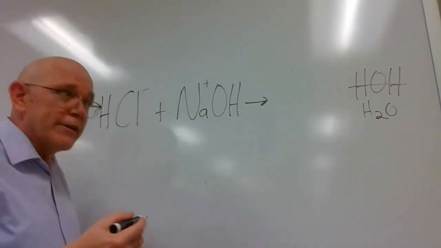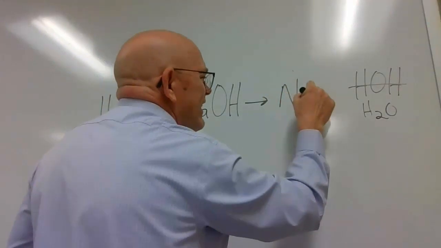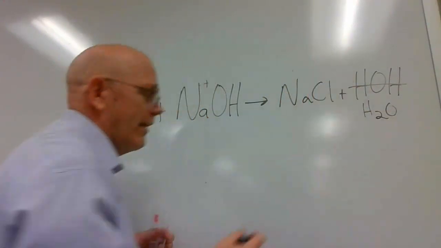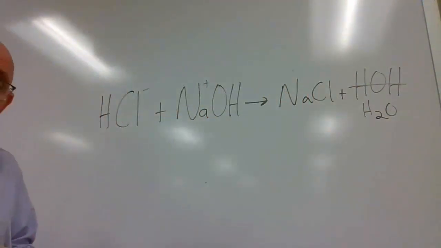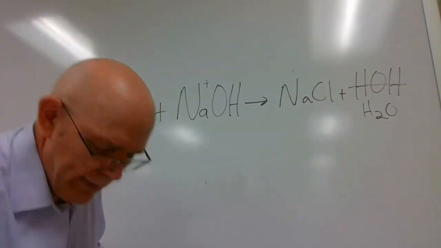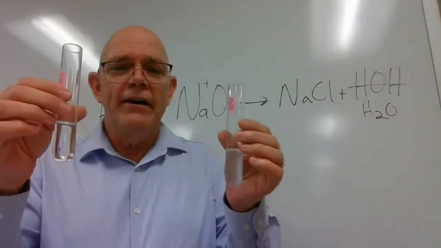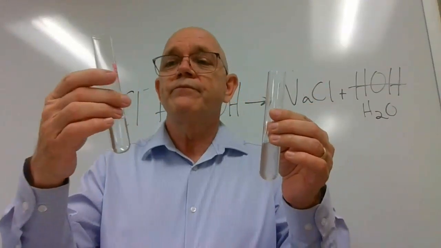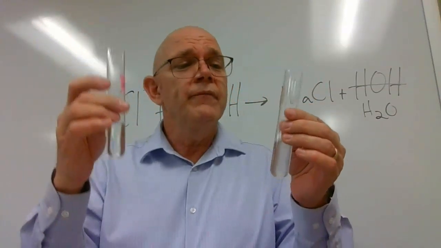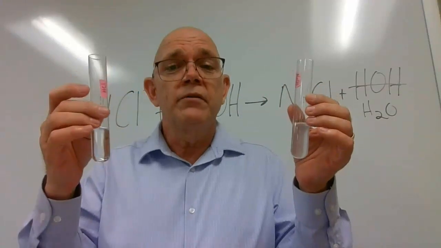So guess what? They're going to get together, and you have NaCl. All right, so you get salt plus water. Well, let's try it and see. Here we have an acid, HCl, and a base, NaOCl. How can you tell them apart?